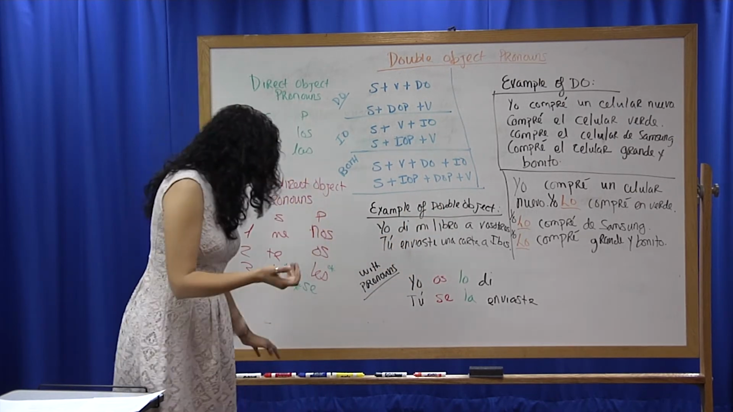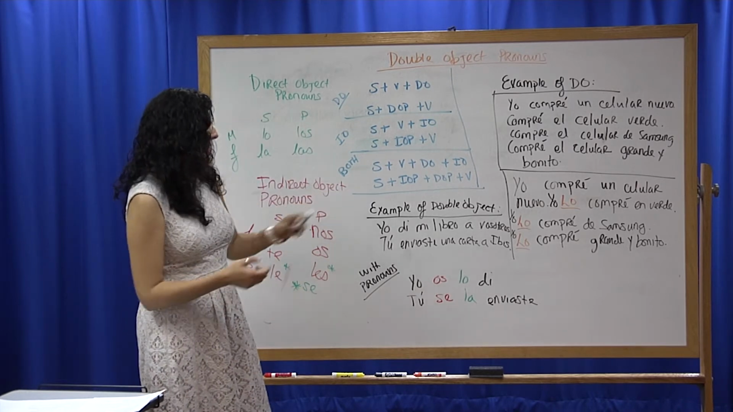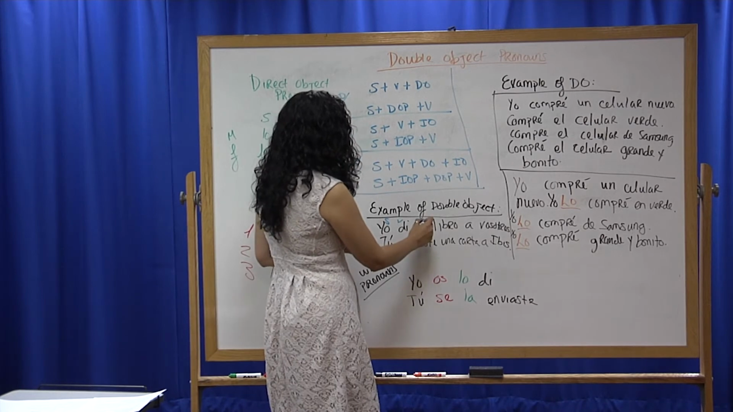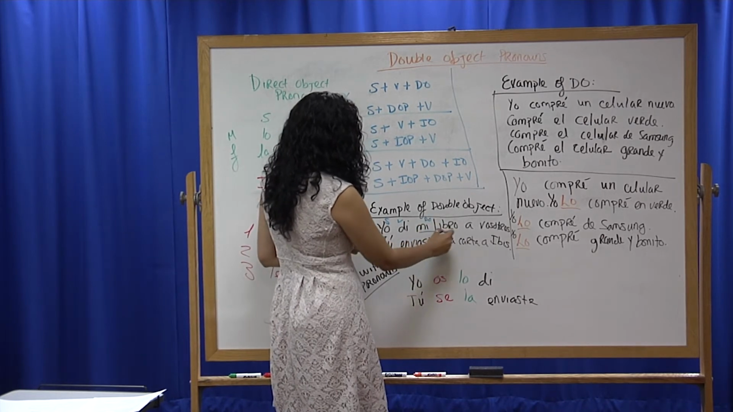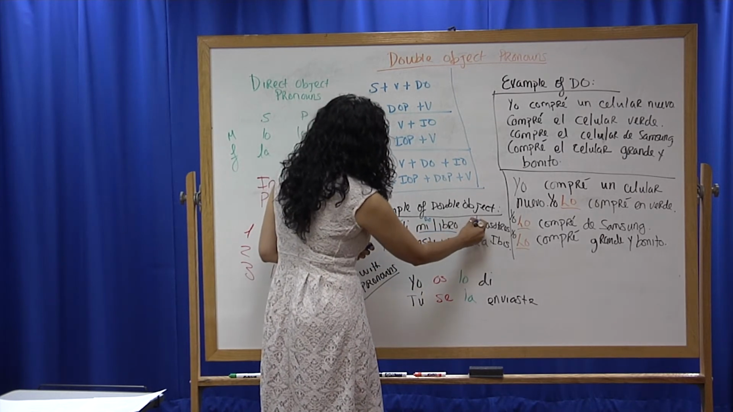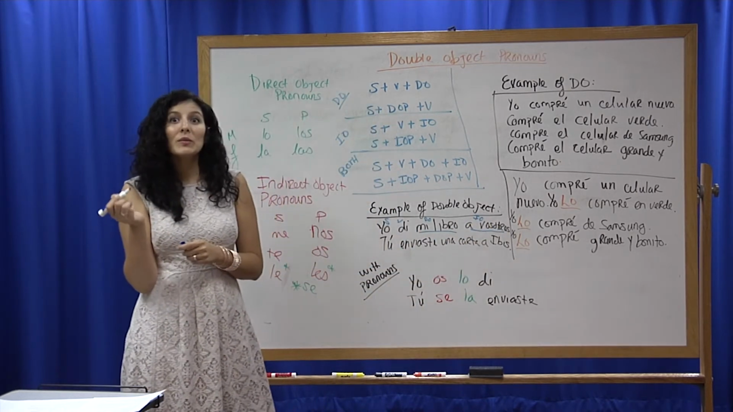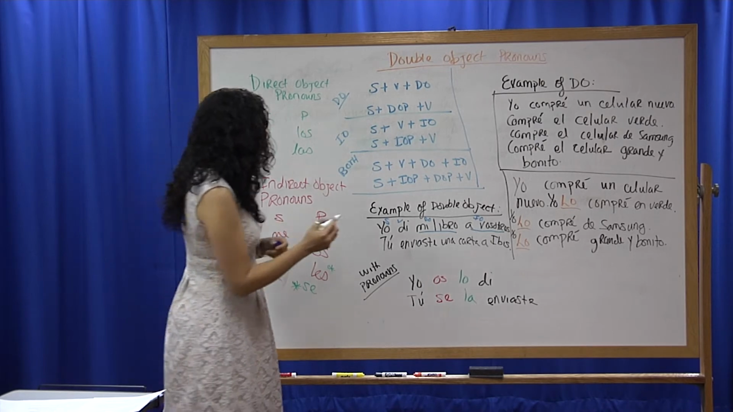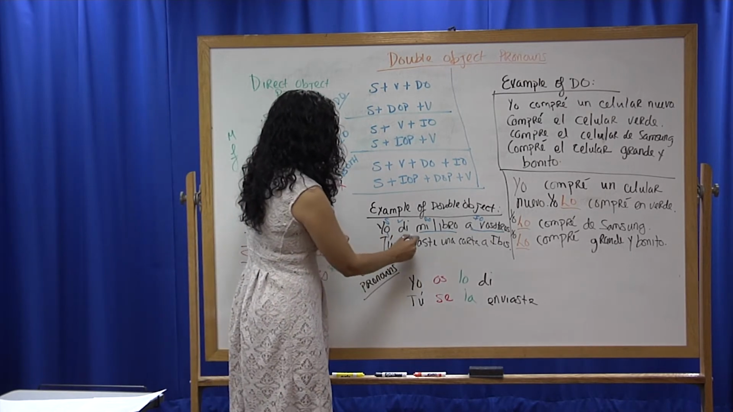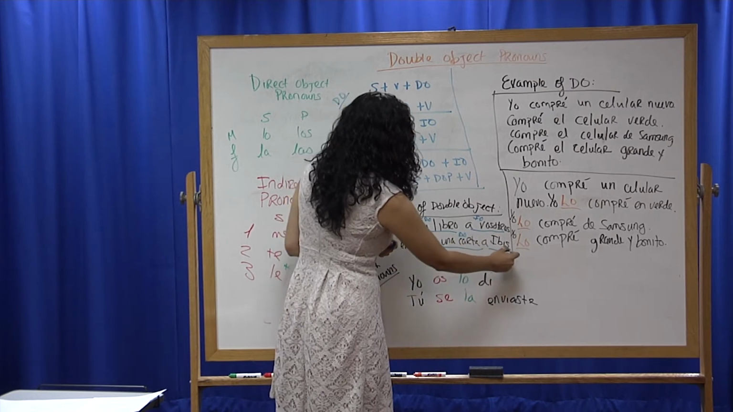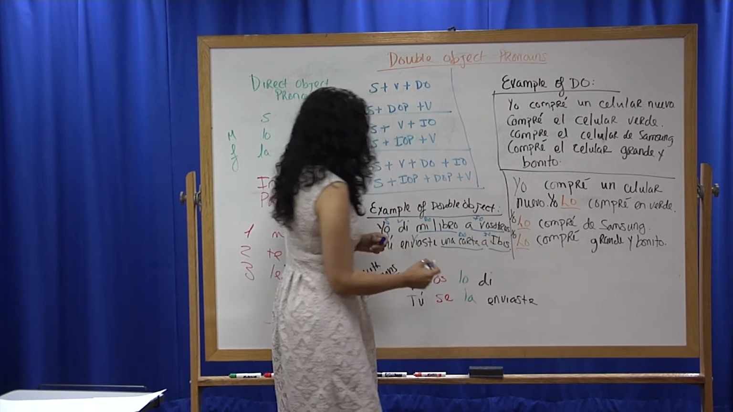Or I could say, tú enviaste una carta a Ibis. Here, I'm following the exact same structure that I have written up here, because here I have my subject, here I have a verb, here I have a direct object because this is an object, and here I have an indirect object because I am talking about a person. And the second one follows the exact same structure. So I have here a subject, here a verb, and then I have an object here, so this is my direct object, and I have a person here, so this is my indirect object.